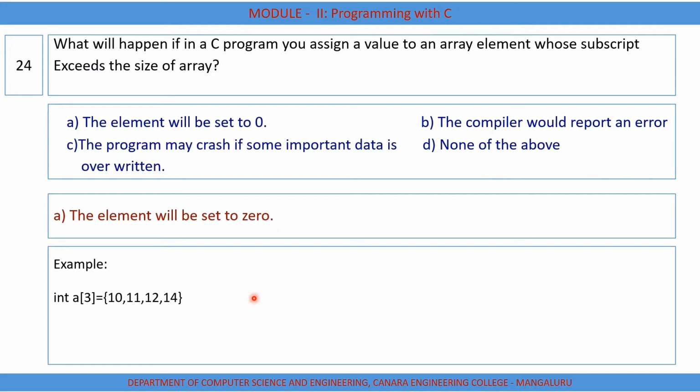So the output, if I try to print a of 3, then I'll get the output as 0 here.